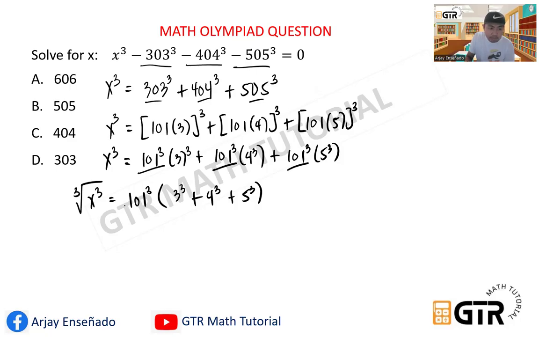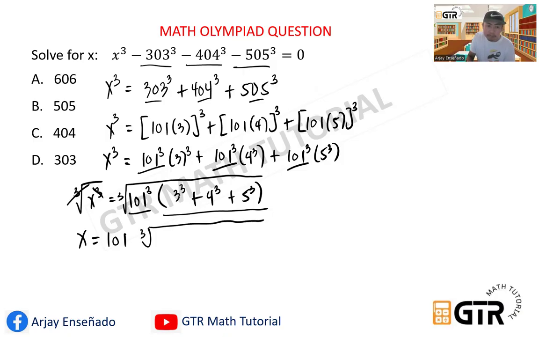Okay, so now we can solve the value of x by extracting the cube root of both sides of the equation. The cube root and the exponent 3 will cancel each other out. So x is equal to, distributing the cube root to this term and then to this term, the cube root of 101 cubed, so the cube and the cube root cancel each other out. So we have 101 times the cube root of 3 cubed plus 4 cubed plus 5 cubed.